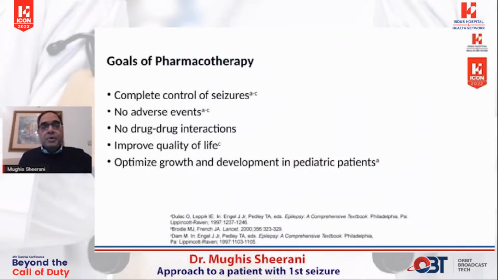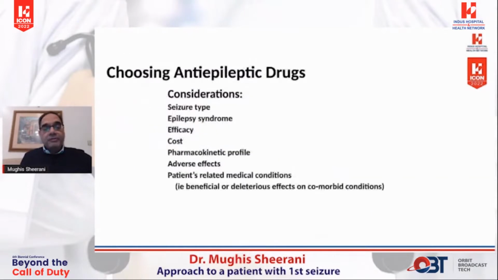So the goal of pharmacotherapy is complete control of seizures. When you start, if you've decided with this first seizure that you want to start treatment, you have to choose a medication that does not have long-term side effects and does not have many drug interactions. And in children, it can optimize growth and development in pediatric patients and improve quality of life.